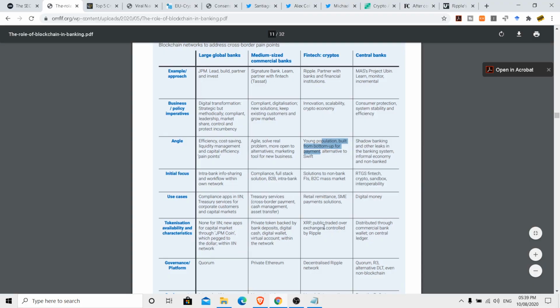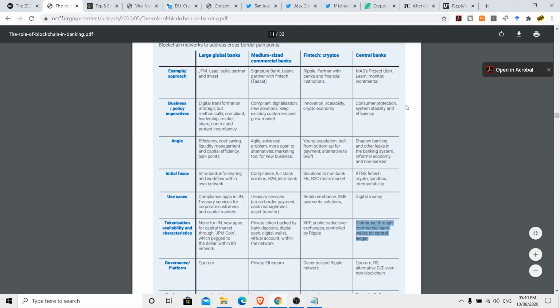And when we look at this particular system, it should also be what? Business friendly. The business and policy imperatives they are talking about here are innovation, scalability, and the crypto economy. That's what they are eyeing. When they are eyeing that type of digitized economy, they are coming up with what? Tokenization, distributed through commercial bank wallets on a central bank ledger. So what is it? Central bank digital currency.